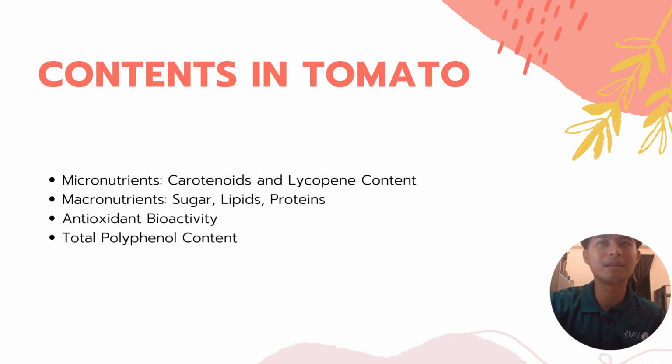There are many ingredients and contents in tomato. Firstly, micronutrients, which include carotenoids and lycopene content. Secondly, macronutrients, which are sugar, lipids, and proteins. And thirdly, antioxidant bioactivity. And the last, total polyphenol content.